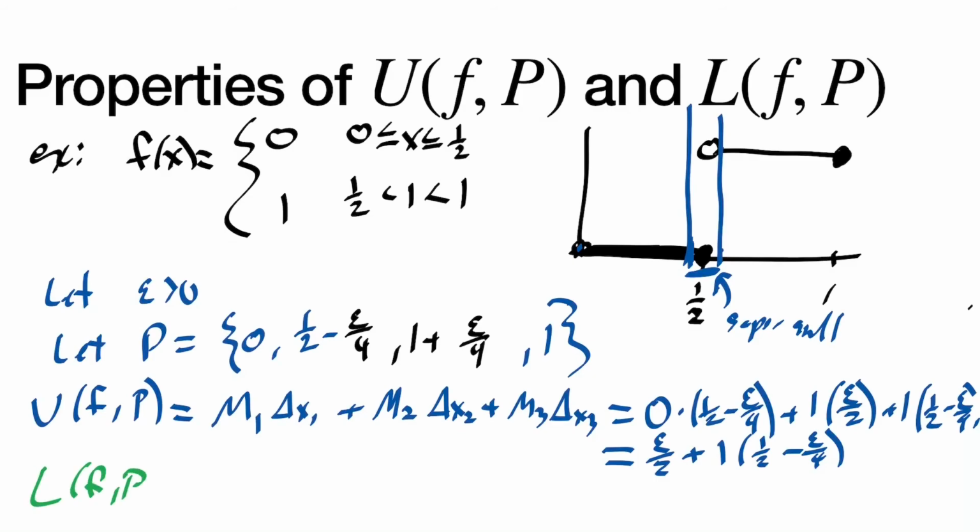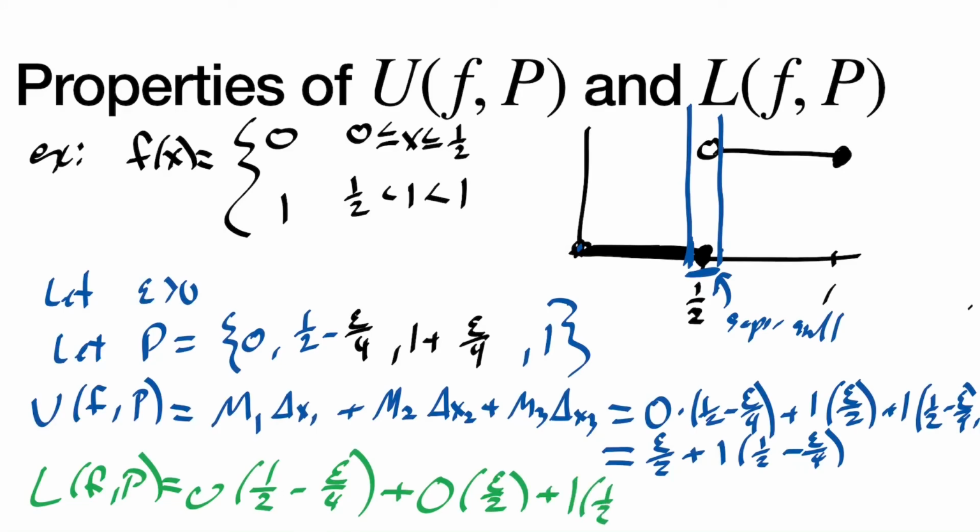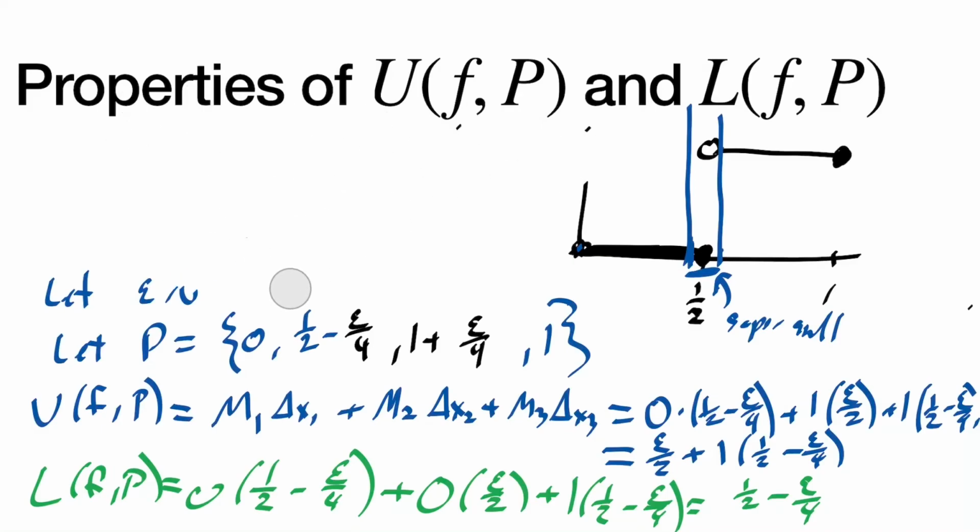Okay, what's my lower going to be? My lower, let's skip a little bit of the notation. My lower is also 0 times 1/2 minus epsilon over 4. Plus, and now my next term is 0 times epsilon over 2. And then my last term is 1 times 1/2 minus epsilon over 4. And then what do I notice? I notice that this term is 1/2 minus epsilon over 4.